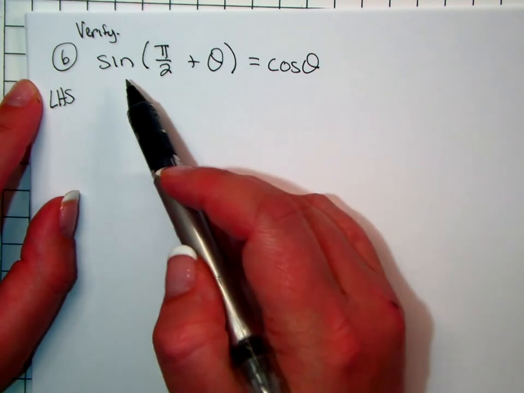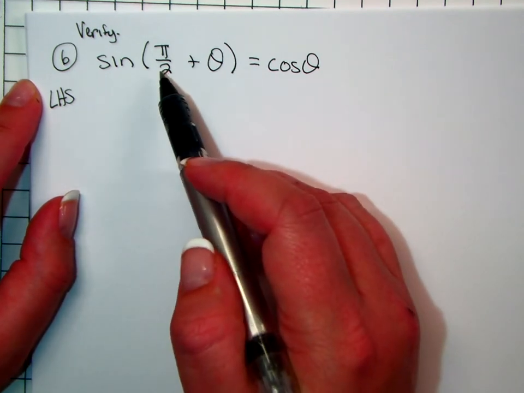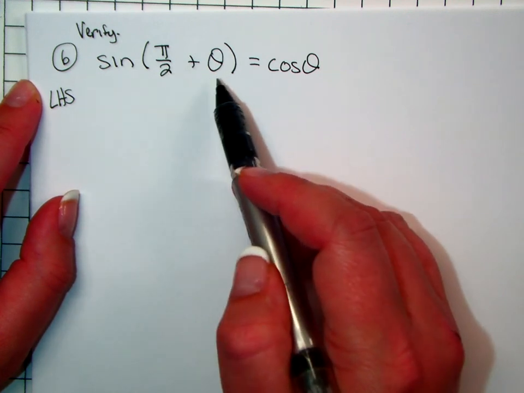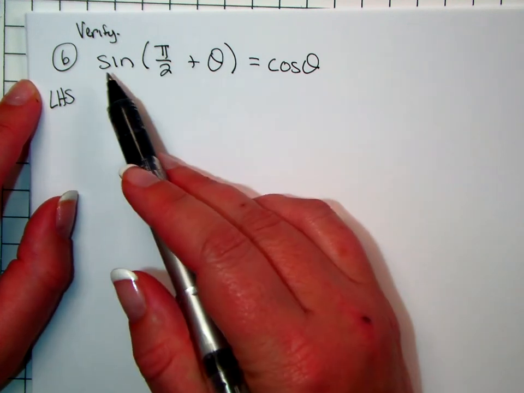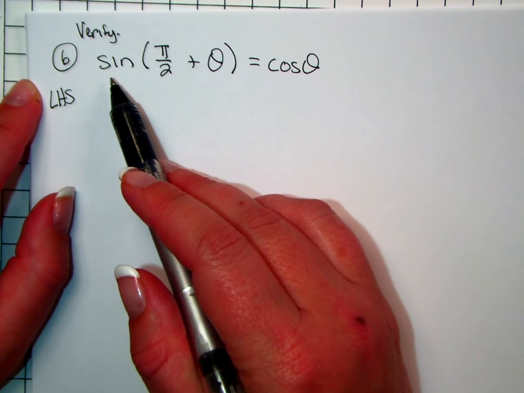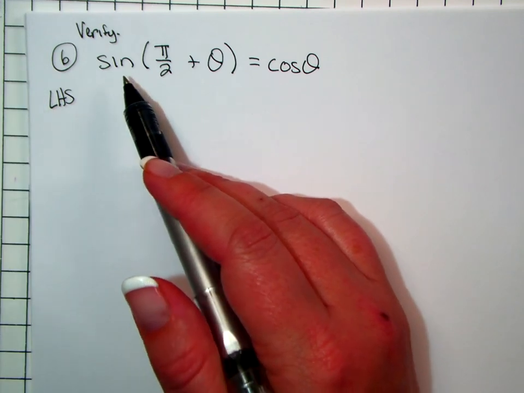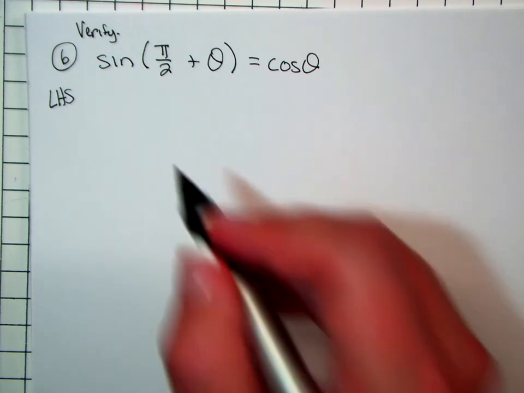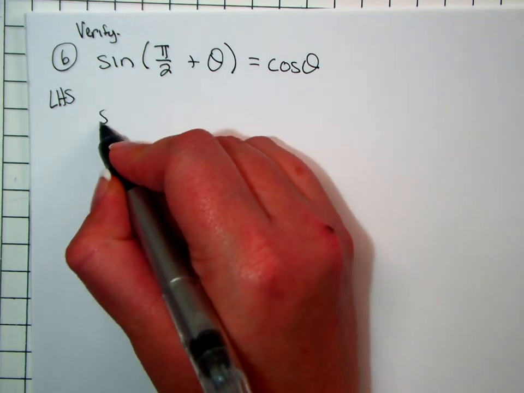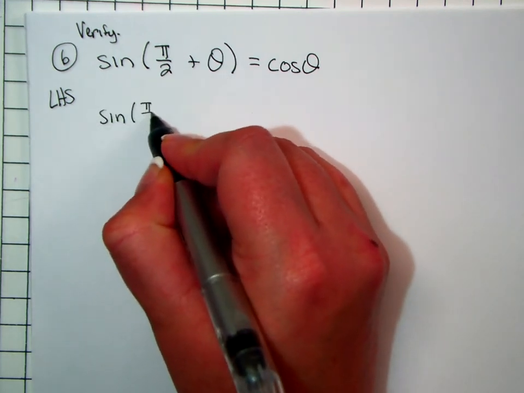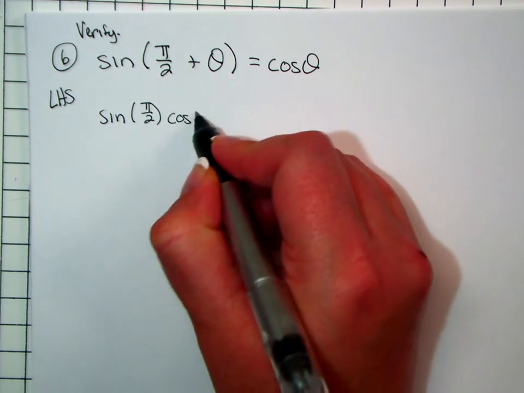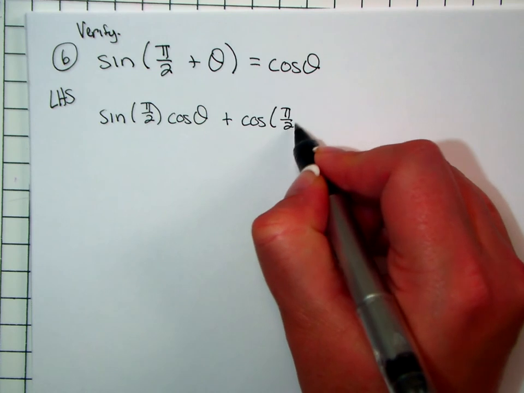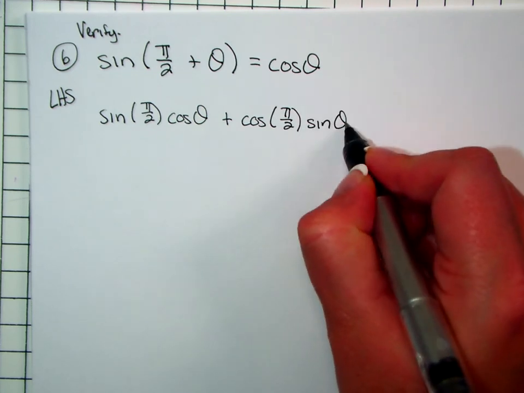So we have sine of angle pi over 2 plus angle theta. This is a sum inside a sine function. So I'm going to use the formula for the sum of a sine, which tells me I need to do sine cos plus cosine sine: sine of the first times cosine of the second plus cosine of the first times sine of the second.